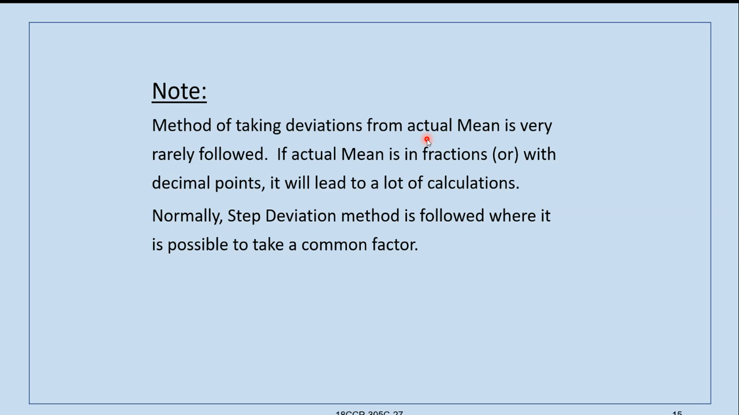If the actual mean is in fractions with decimal points, it will lead to a lot of calculations. So normally the step deviation method is followed where it is possible to take a common factor. If a common factor cannot be taken, we will not take a common factor. First of all, we will see without taking a common factor, that is deviations taken from the assumed mean, and then we will see the step deviation method. All the three methods we will be seeing.